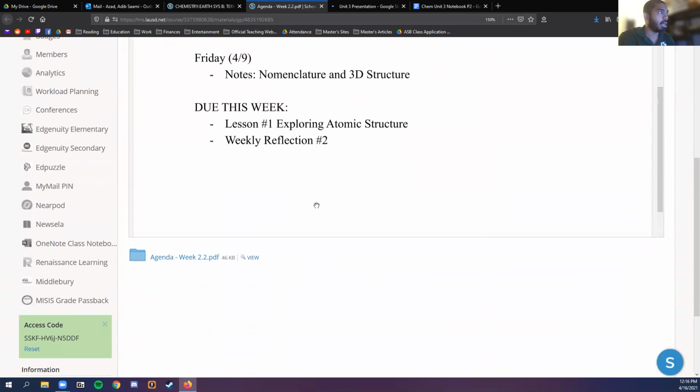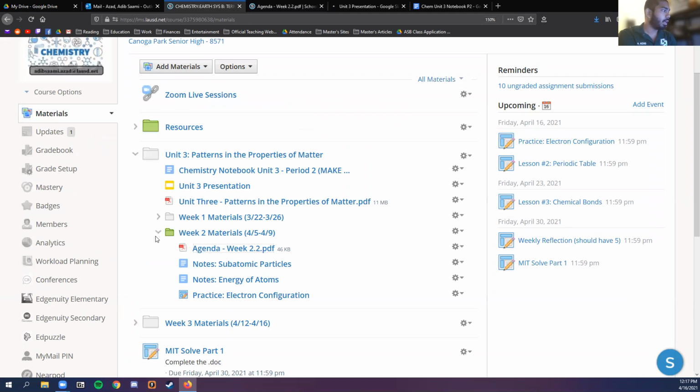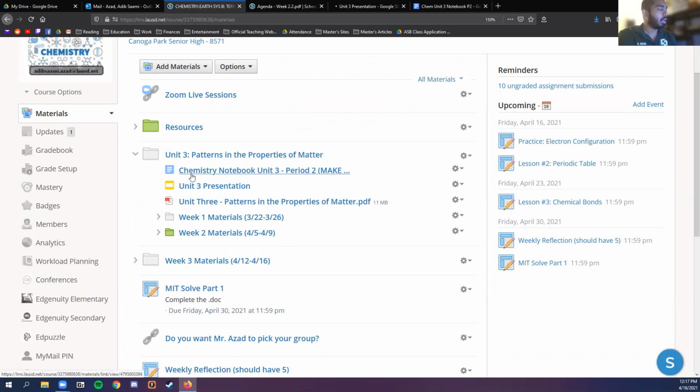During week two, one assignment was due, lesson one, exploring atomic structure, and you should have added on to your weekly reflections with your second one. And so if you are missing those notes, they are located in the week two folder. If you're missing the practice with the electron configuration, it is located in that week two folder. Now, you should have copied and pasted those notes and that practice assignment into your own notebook.